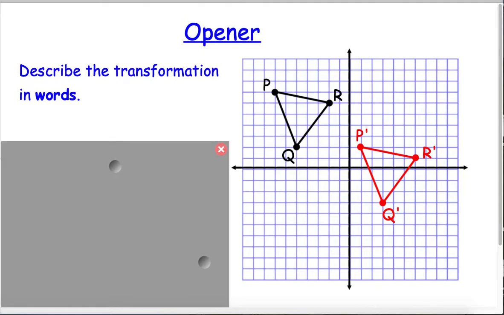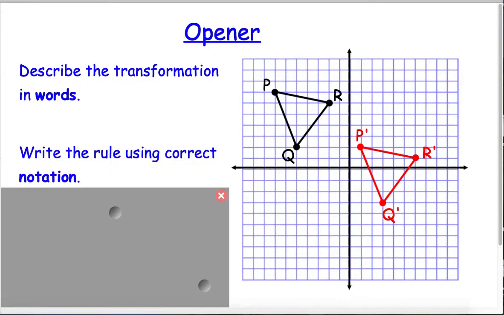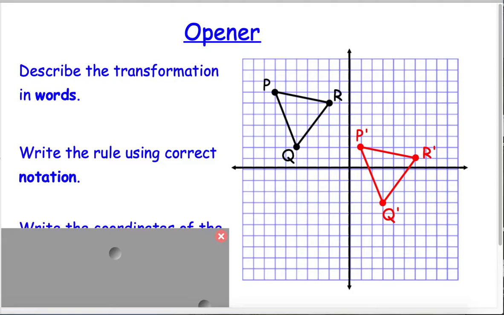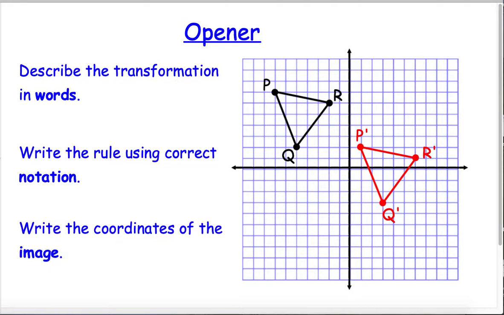So I have some questions on that. First, describe the transformation in words. Then I'd like you to write the rule using the correct notation. And finally, I'd like you to write the coordinates of the image. And the image is the one with P prime, Q prime, R prime. So you should press pause, try and answer these questions, and then press play again and see how you did.